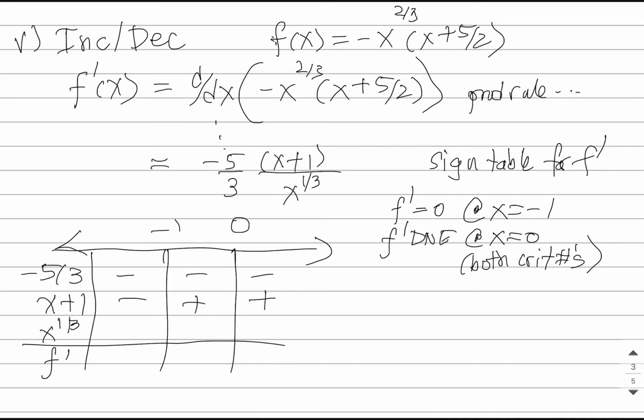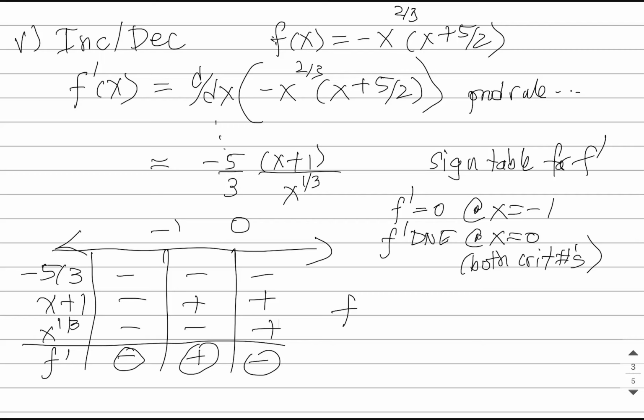X to the 1/3 is the cube root of x. It changes its sign with x. So if x is a negative number, it's a negative number. If x is a positive, it's a positive. The sign of the derivative is the product of all of these signs. So at the end of the day, we'll get a negative, a positive, and a negative. What does this tell us?